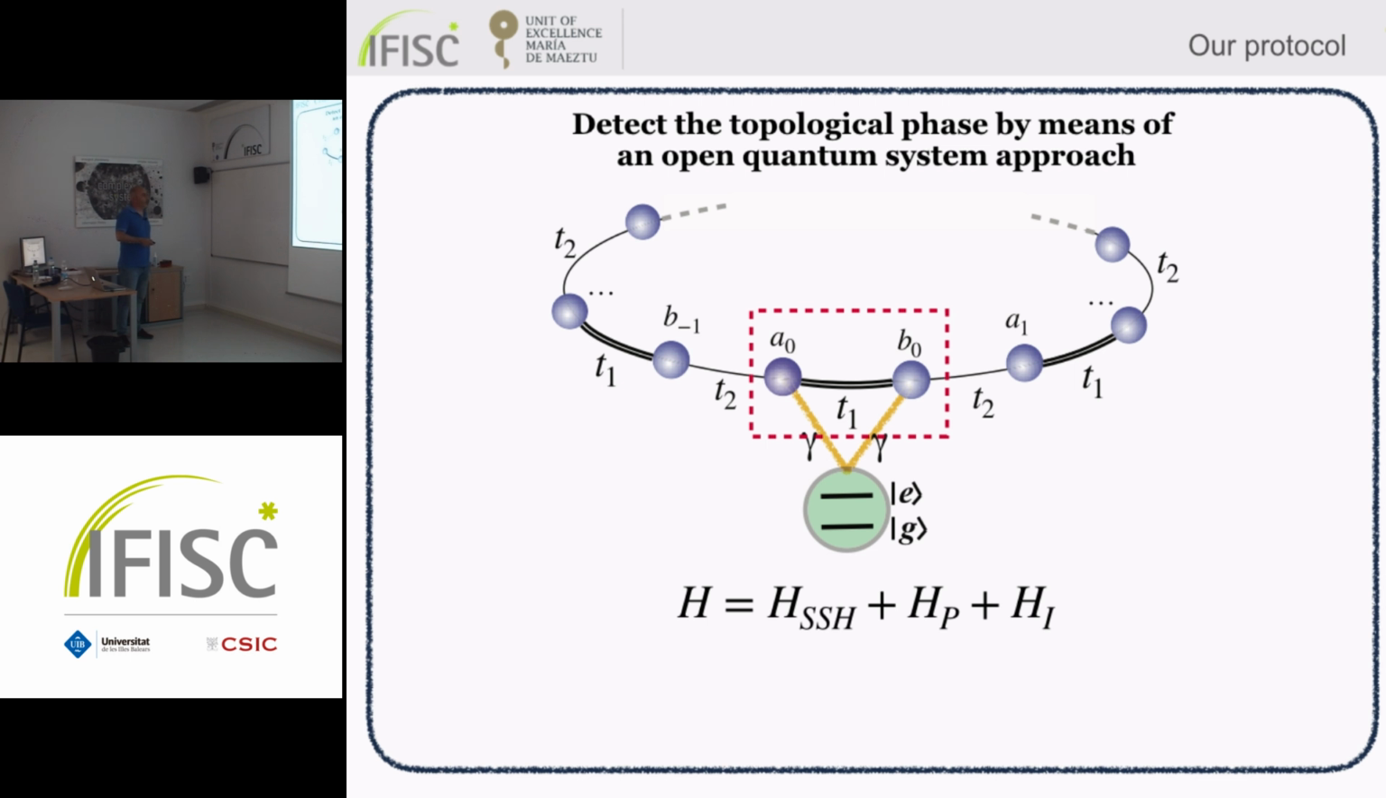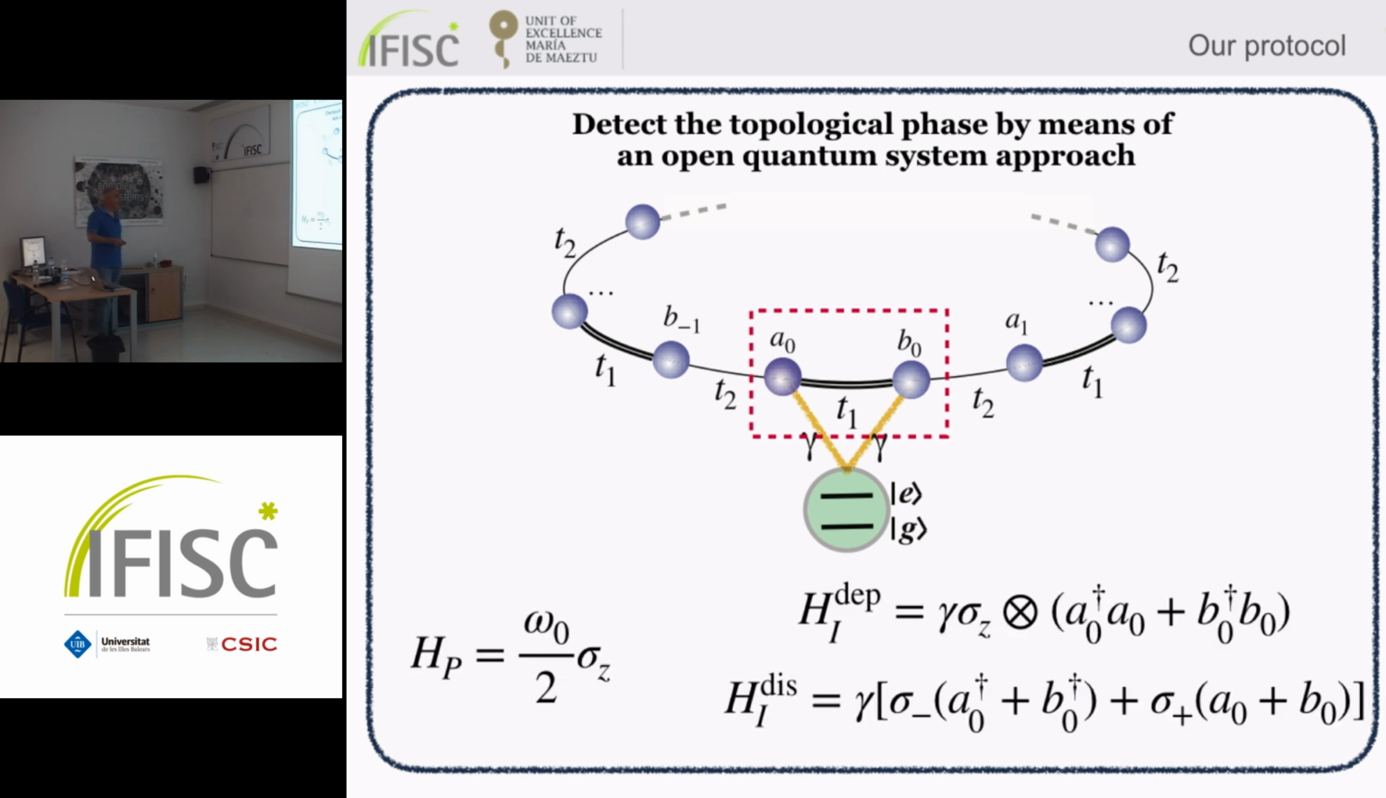So we have the system, the bath, the probe, and the interaction. The probe, you can just take a two-level system with difference of energy, omega 0, and then we studied two possible kinds of interaction. The dephasing interaction, where you don't have any exchange of excitation between probe and chain, and the other case it's a dissipation process, where you can destroy a particle here and create one here, or vice versa.